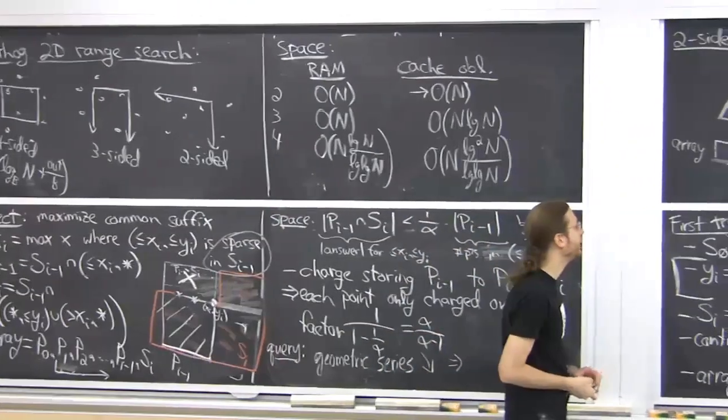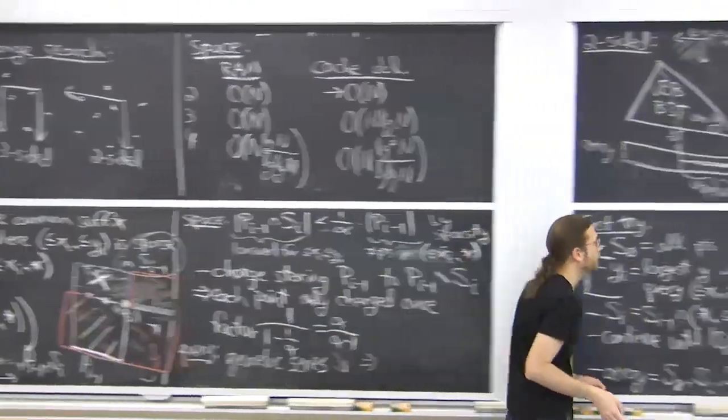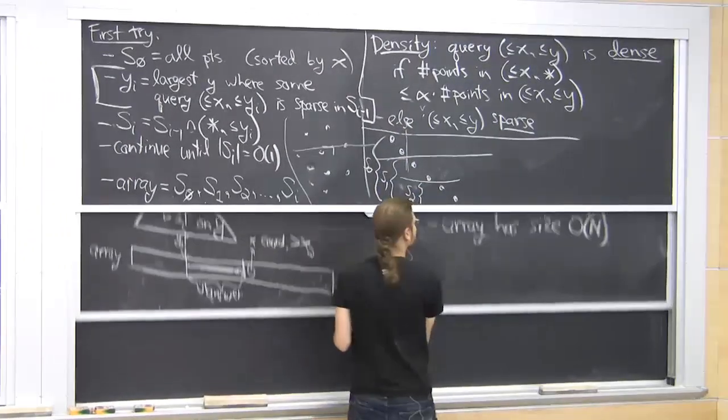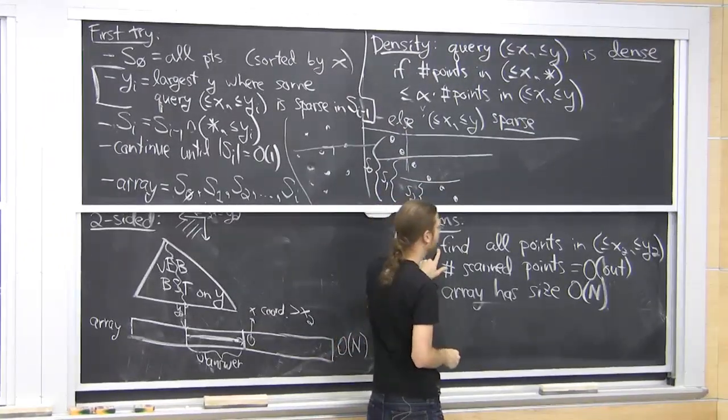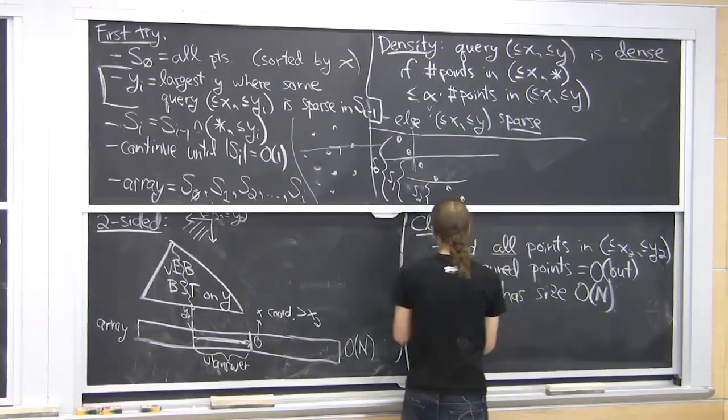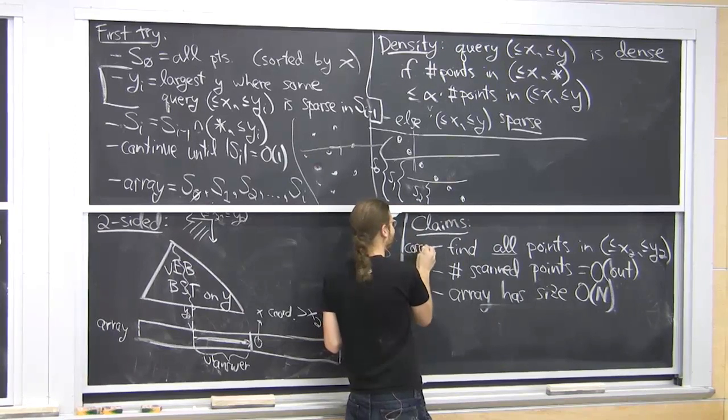Okay, that's 2 out of the 3 claims. There's one more, which is closely related. It's still about the query problem. What we haven't shown is that we actually find all the points. This is what you might call correctness.